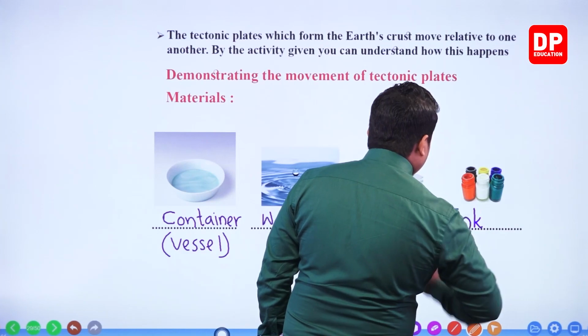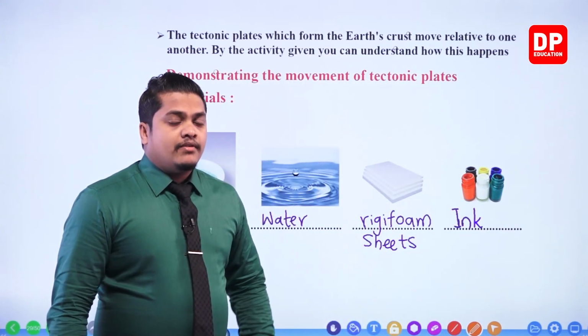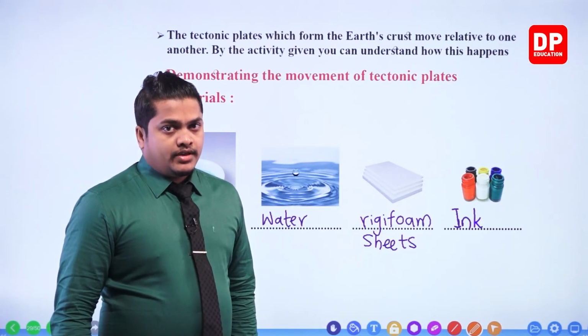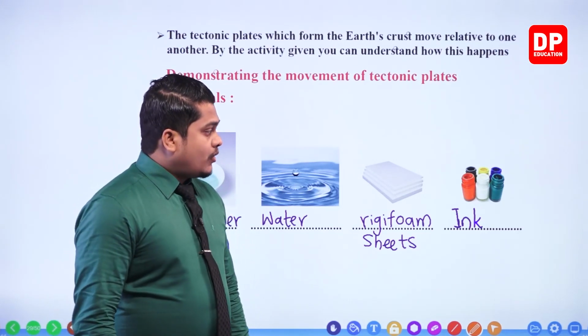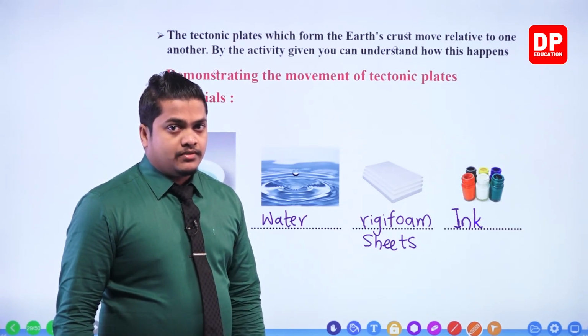Actually, this is not that important. You can just take the rigiform sheets and, without coloring, enter them if you want. However, if you color it, then we can clearly get the observations without any trouble. Okay, right.